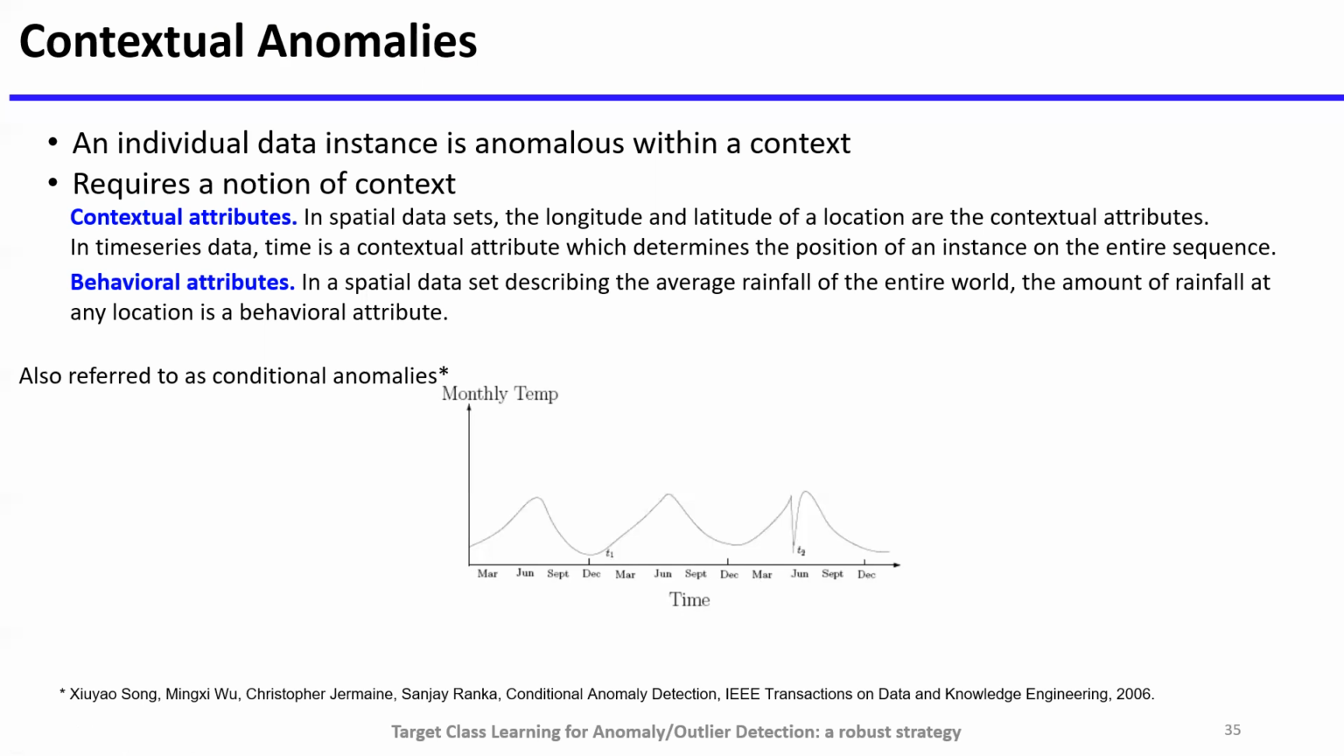Sometimes the contextual anomaly can also be calculated with the help of behavioral attributes. For example, in a spatial data set describing the average rainfall of the entire world, the amount of rainfall at any particular location can be a behavioral attribute. Sometimes at a local location there are certain patterns or characteristics existing, and those can be considered as behavioral attributes for observing the availability of any particular anomaly. These contextual anomalies are also known as conditional anomalies.